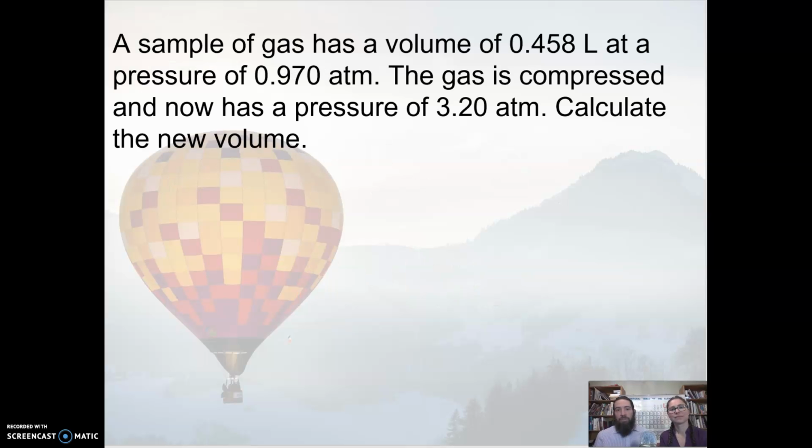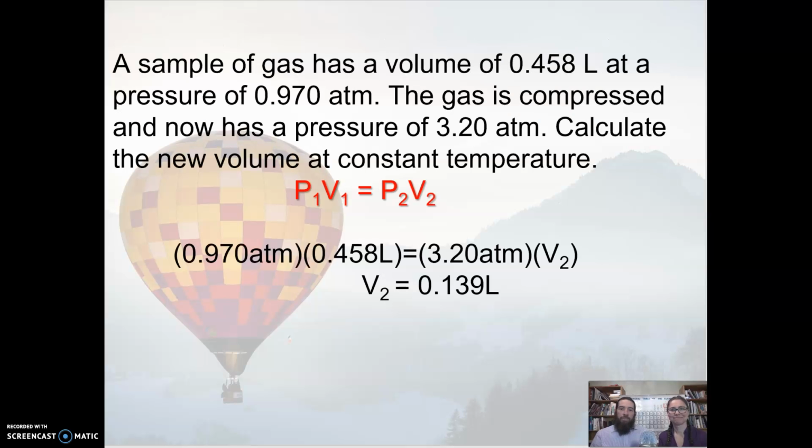Here's an example. We've got a sample of gas. It has a volume at a pressure. Now we're compressing this. What do you think is going to happen to the gas? If we're increasing the pressure, we would expect a decrease in volume. It's always good to think about these before you actually do your calculation. So we use P1 V1 equals P2 V2, and we just solve for V2 in this case, and we get a smaller volume than the original, 0.139 liters.